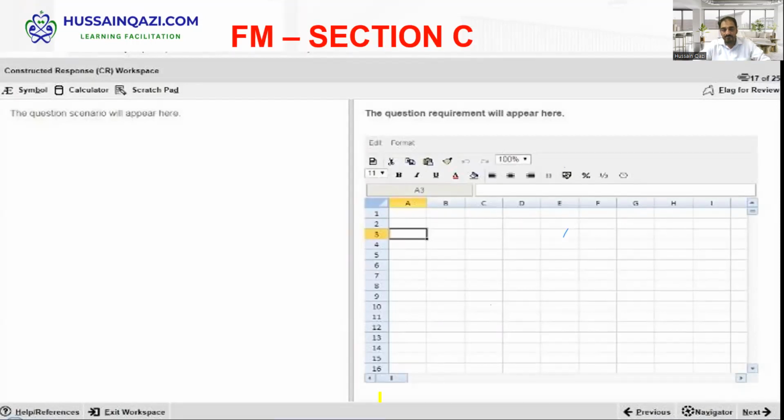For constructed response questions, you need a good command of two things: spreadsheet functions and drafting technique. We need to practice drafting technique as well as Excel functions. So with our course, we will very much emphasize covering the theoretical area, Section C drafting, and the A and B areas as well.